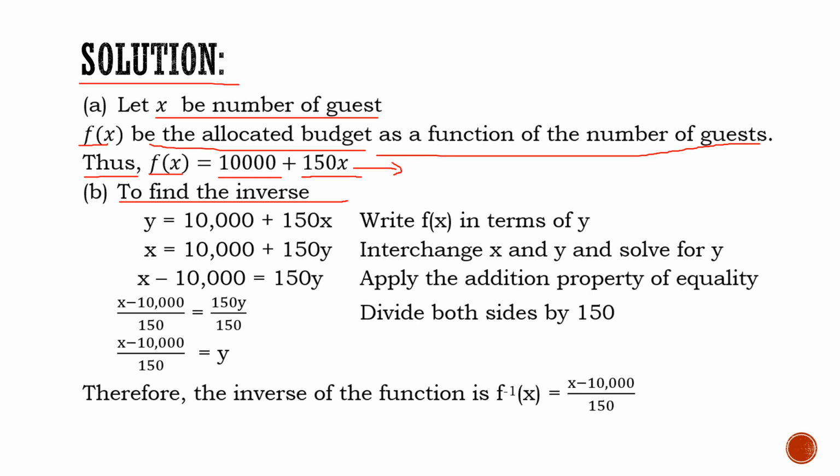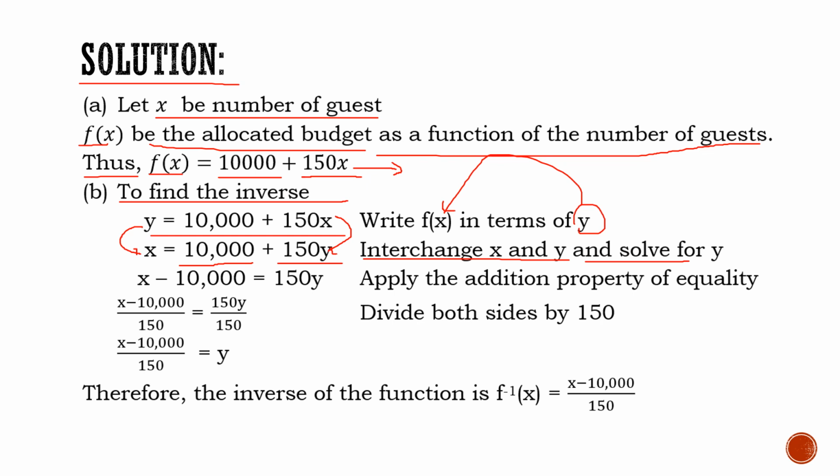So to find the inverse of this one, we're going to rewrite the given function by simply using y to replace f of x. That's why it becomes y is equal to 10,000 plus 150x. Then interchange x and y and solve for the value of y. So your y becomes x, swapping the positions of your x and y variables, is equal to 10,000 plus 150y. Your x now becomes your y in this scenario.